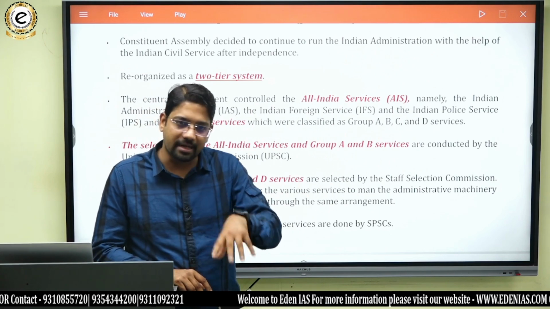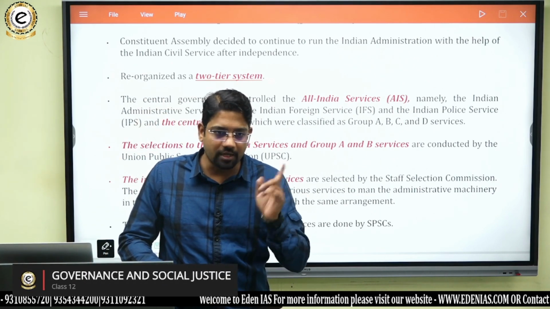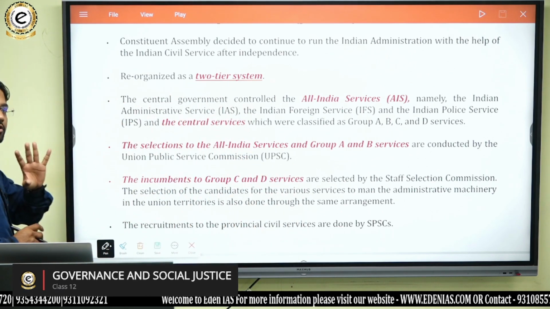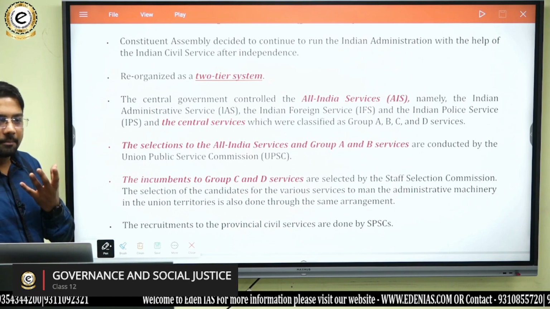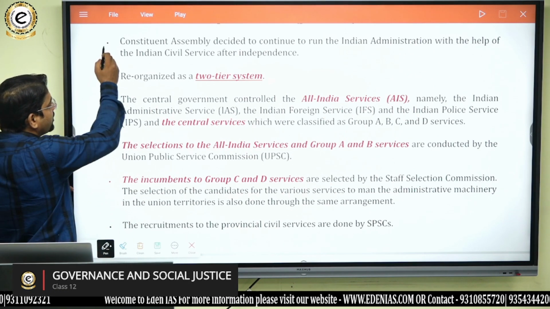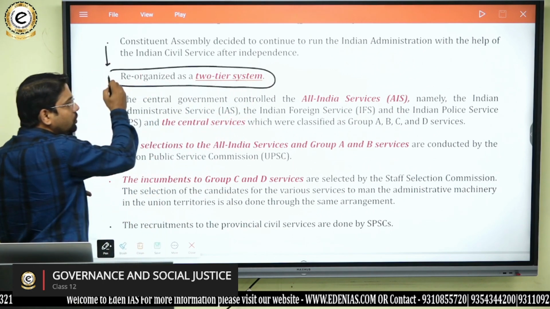We actually customize it according to our need. Is it clear for everyone? ठीक है, polity पढ़ाओगे तो you must be aware about that. It is not exactly copy paste. Okay, that is why it is called borrowed constitution, not copied constitution. Is it clear? So we actually adopted from Britishers and reorganized as two-tier system.